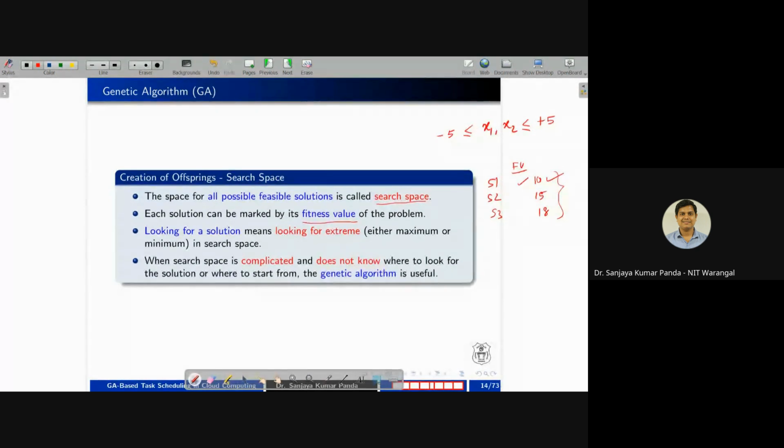And we are looking for a solution. Looking for a solution means looking for an extreme. Either you are looking for minimization or you look for maximization. So when this source space is large, as I mentioned earlier also, when the source space is complicated and you don't know how to reach the solution, or where to start, where you will get the appropriate solution, in those cases, an optimization technique is more appropriate. Specifically, genetic algorithm is useful in such type of problem.